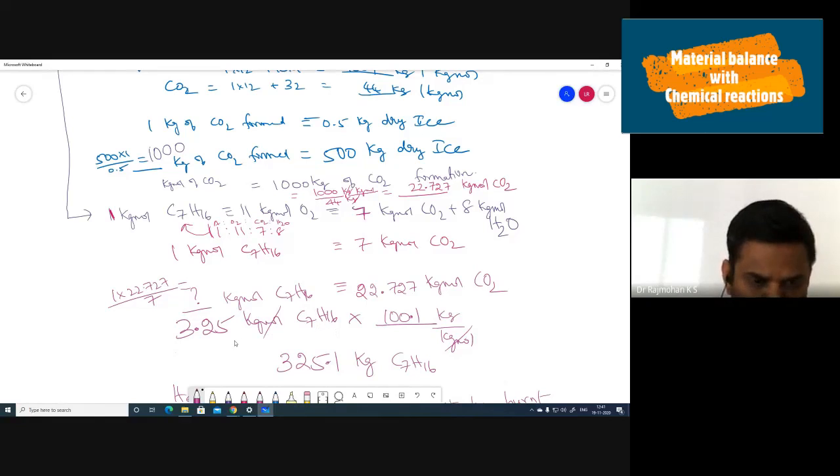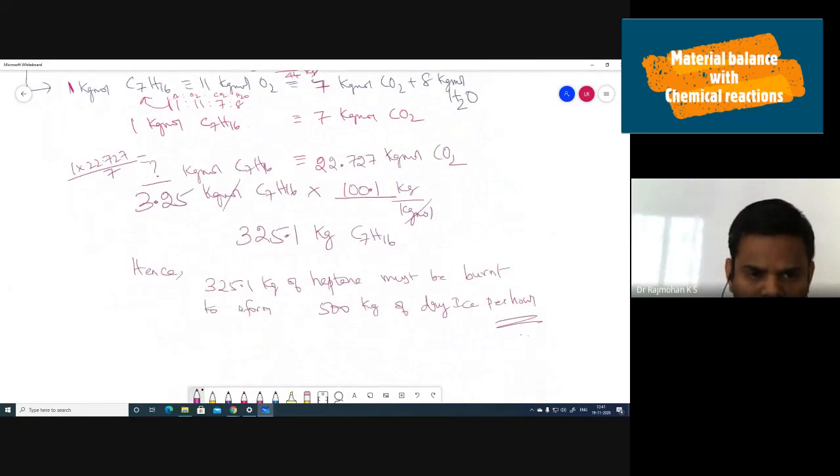But the question is asked in terms of mass, in terms of kg. So we have to multiply by the molecular weight. The kg mole cancels, and we get 325.1 kg. Hence, 325.1 kg of heptane must be burned to form 500 kg of dry ice per hour. So that is our answer.